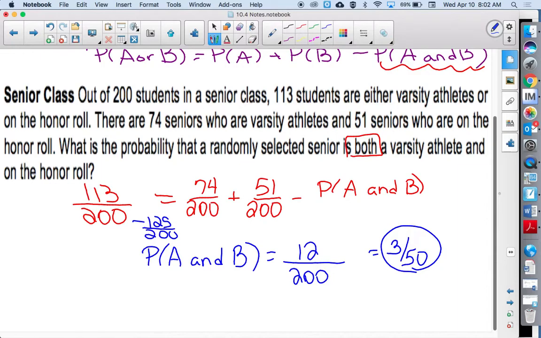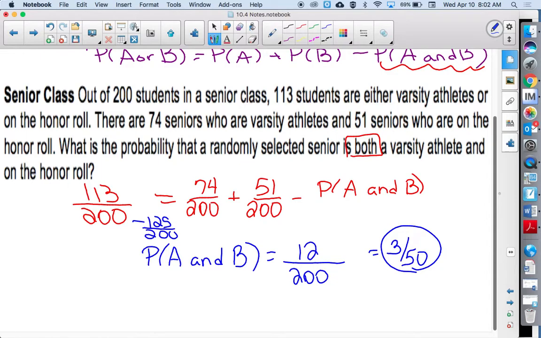So just plugging in the pieces, solving for the missing part. So if we knew one or the other, we knew them individually, but we wanted to figure out both. This number is going to be bigger because when you add the two together, there are already values that are counted twice. So there are 12 people that have both honor roll and varsity athlete. Questions?